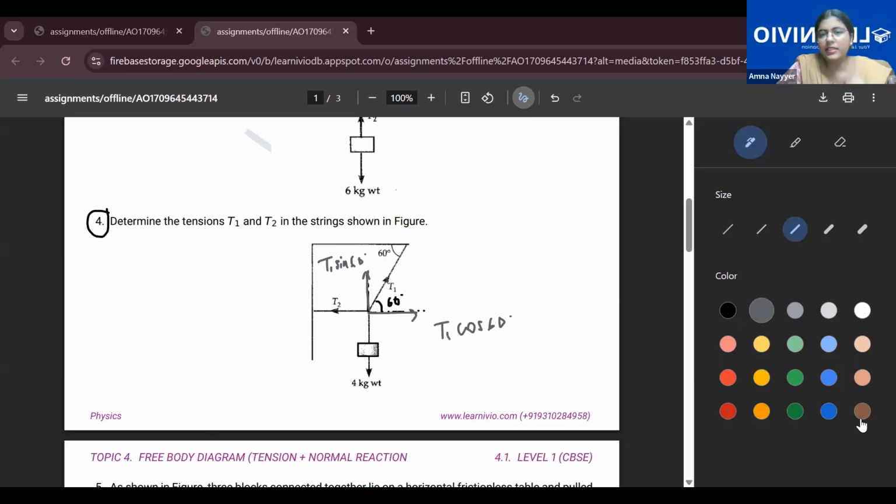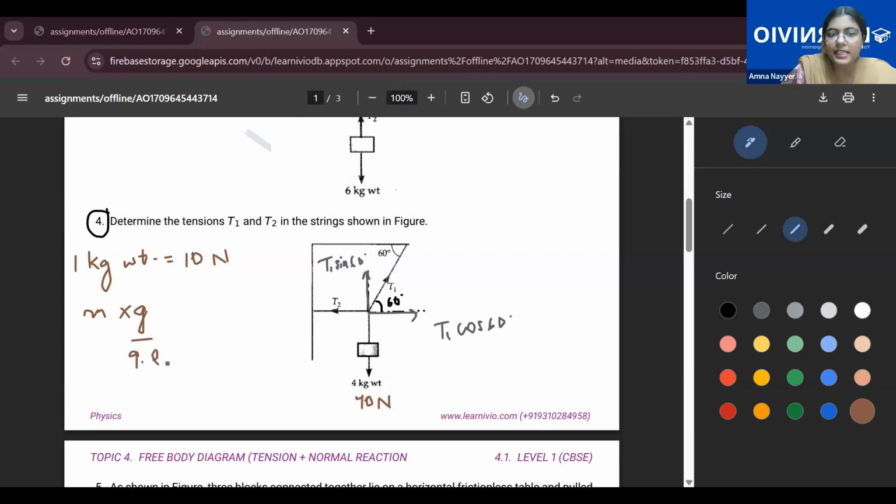One thing I haven't discussed with you all. Whenever kg weight is written, it's not just the mass given. It means mass into acceleration due to gravity. So 4 kg weight means 40 Newton. Whenever you have to convert kg weight, 1 kg weight is equal to 10 Newton. Basically you are multiplying it with acceleration due to gravity. In fact, it's better you take the value as 9.8 meter per second square instead of 10. Weight means mg acting downwards.